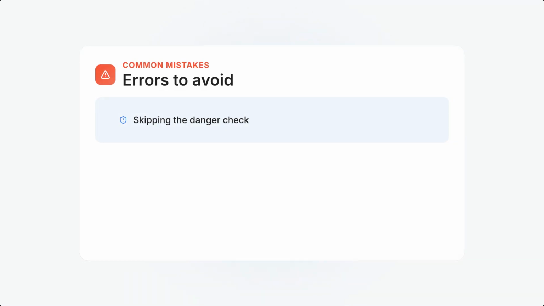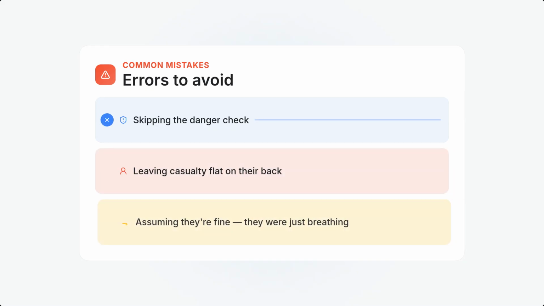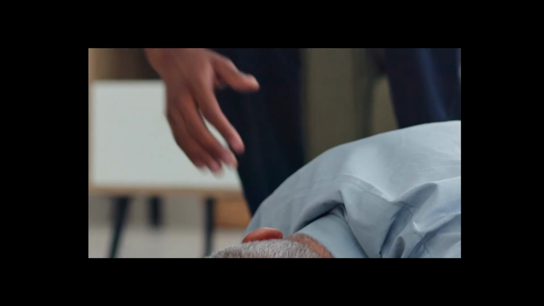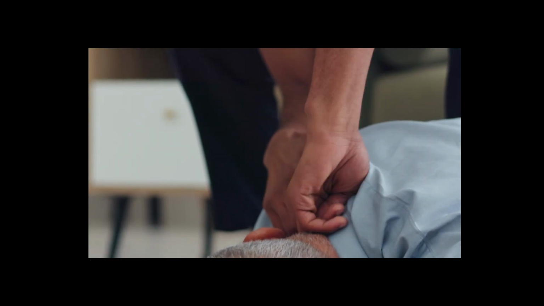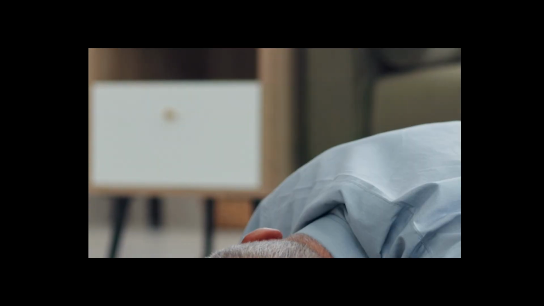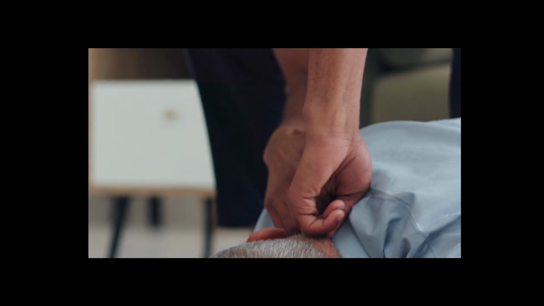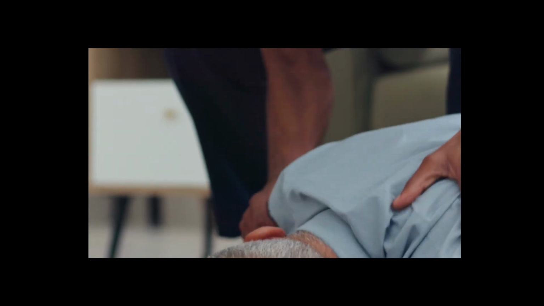Common errors include skipping the danger check, leaving the casualty flat on their back, or assuming they're fine because they were breathing a moment ago. Never leave an unconscious person unattended, and never put anything in their mouth. Safe first aid means reassessing again and again until help arrives.